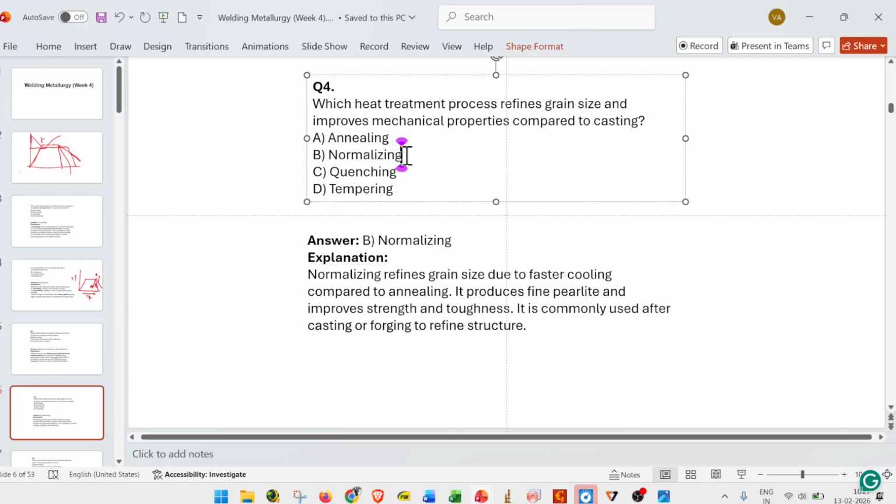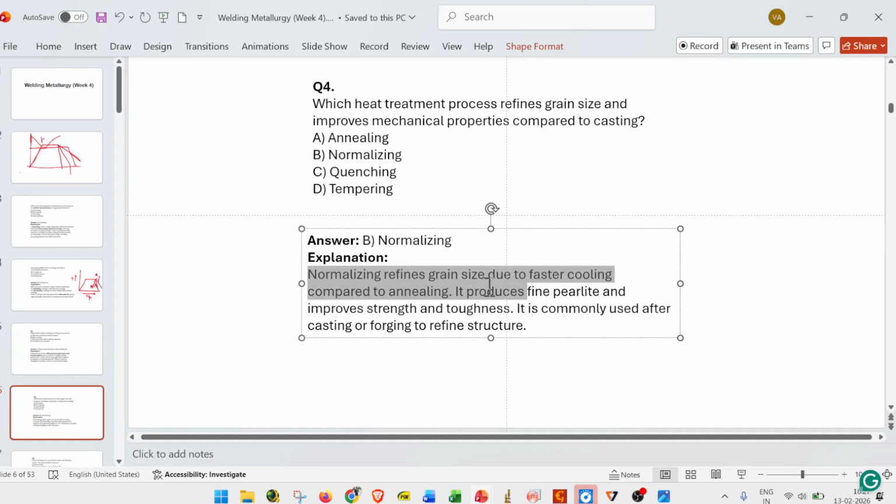So the only options we are left with are A and B. In both cases, we will see the most improved properties with normalizing, because we will have a finer microstructure, so we will have good properties. Explanation: normalizing refines the grain size due to faster cooling compared to annealing, which produces finer pearlite, improves strength and toughness, and is commonly used in casting and forging to refine the structures.